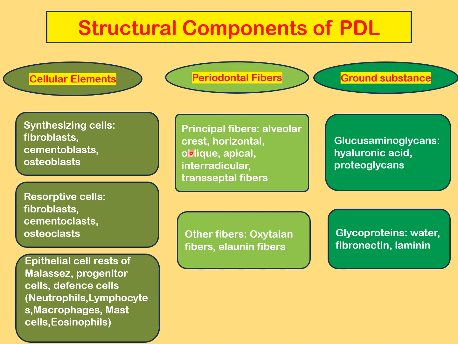In this we have principal fibers which include alveolar crest, horizontal, oblique, apical, interradicular and transseptal fibers. There are other fibers such as oxytalan fibers and elaunin fibers which are immature. Coming to the ground substance, PDL is mainly made up of glycosaminoglycans which include hyaluronic acid and proteoglycans, and the glycoprotein part consists of water, fibronectin and laminin.